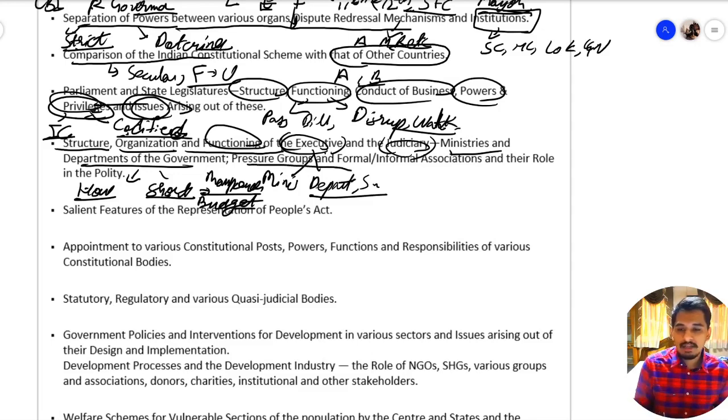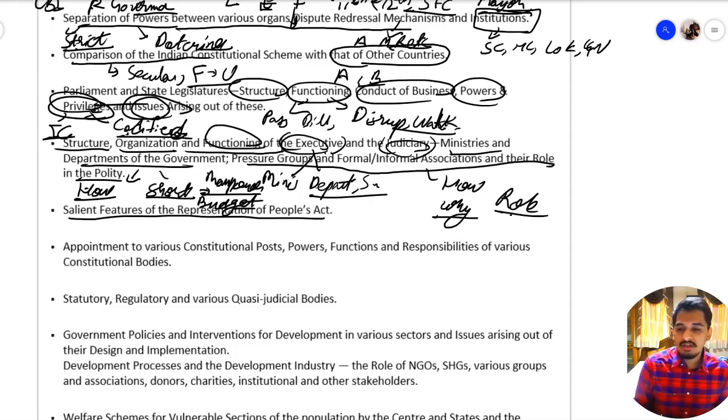Then we have pressure groups, formal, informal associations, and their role in polity. That how are pressure groups formed? Why are they formed in the first place, and what role do they play in polity and politics of the country? Then we have salient features of Representation of People's Act. See, this is the only act which has been mentioned in the UPSC syllabus in the whole paper of GS 1, 2, 3, 4. So this is an important act. You should know about its features.